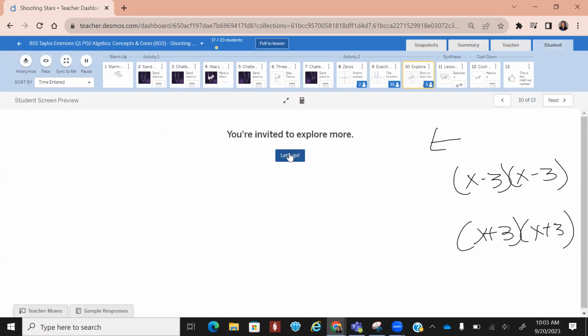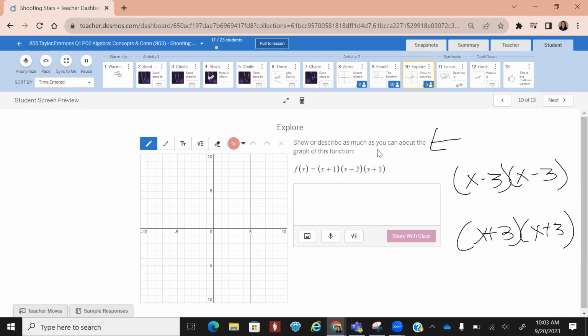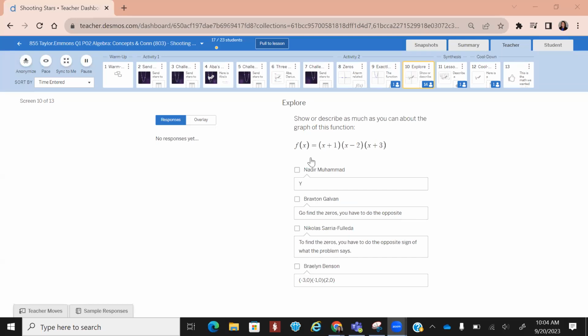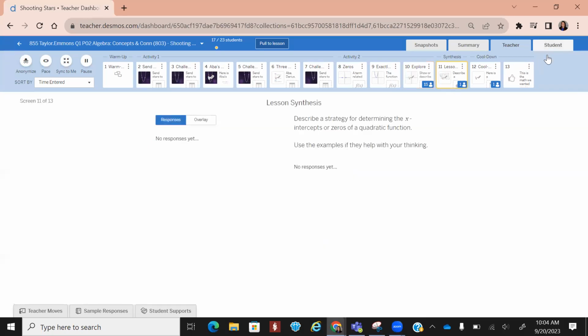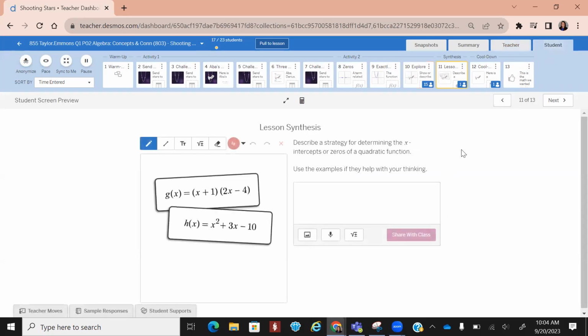Go ahead and take a moment, try that challenge. Show or describe as much as you can from the graph of this function, and then hit share with the class and look at what other people wrote as well. Take a minute. Okay, cool. So -1, 2, and -3 are our x-intercepts. Cool. Go to slide number 11.